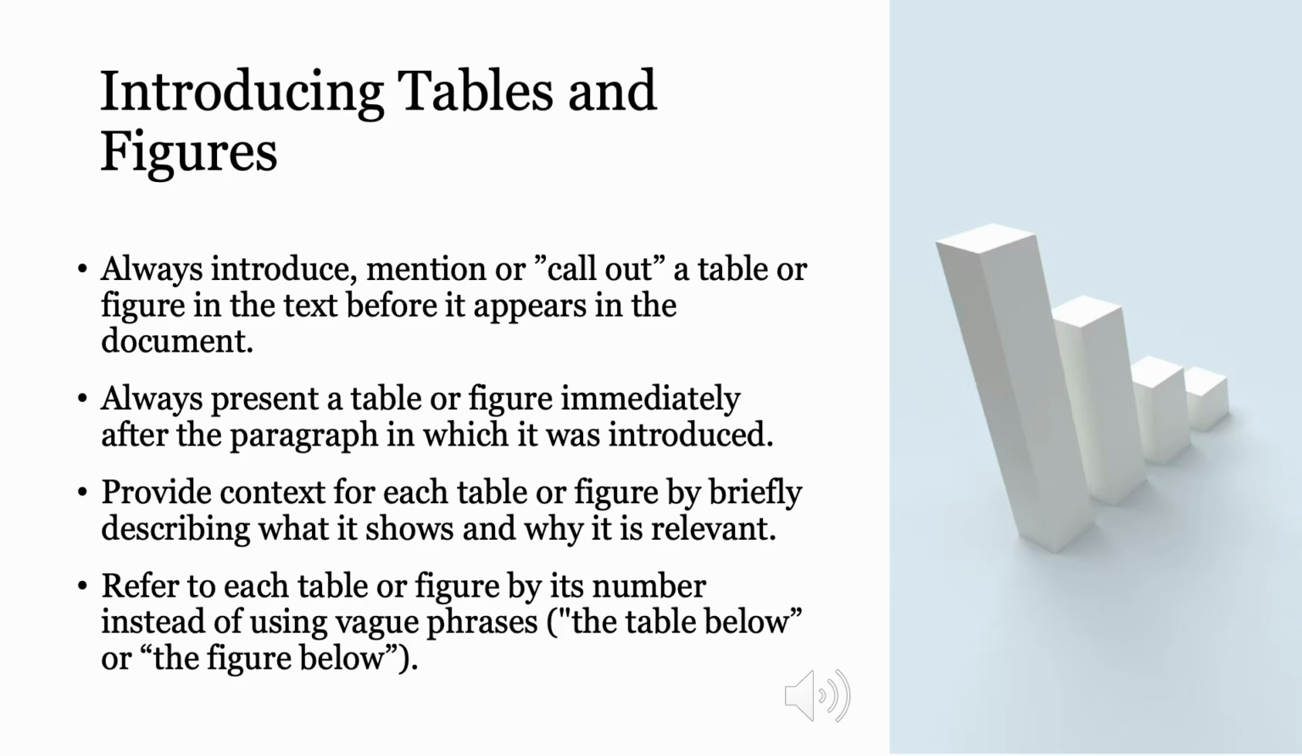Next, provide context for each table or figure by briefly describing what it shows and explaining its relevance to your research. For instance, if a table shows survey results, you might describe the key data points and explain how they support your findings. Lastly, when referring to tables and figures, use their specific numbers, such as Table 3 or Figure 2, rather than vague language like the table below or the figure above. This creates a more professional and precise presentation.